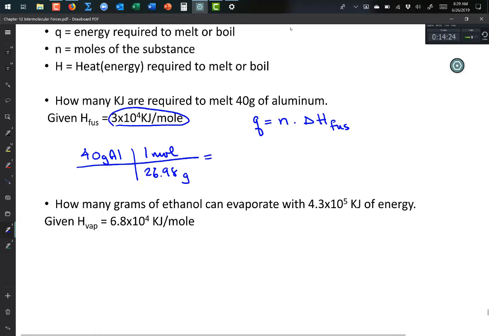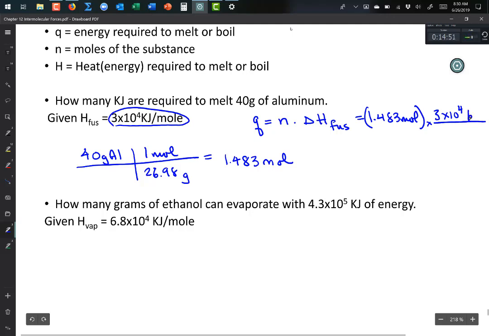So I'm going to go 40 divided by 26.98. I get 1.483 moles. And so I can do 1.483 moles times 3 times 10 to the 4th kilojoules per mole, and then the moles will cancel out and leave me with kilojoules. That's a big number. That becomes 44,000. Let's do this: 4.4 times 10 to the fourth. No, wait. Yeah, fourth. Kilojoules.